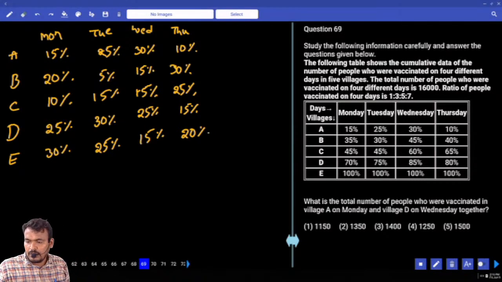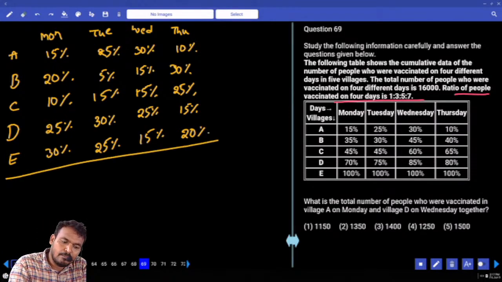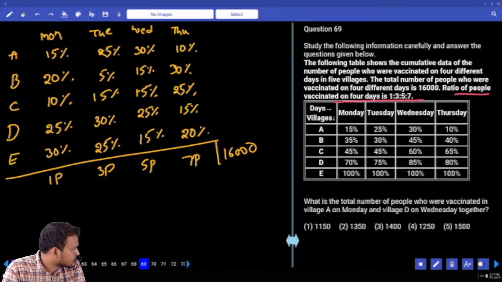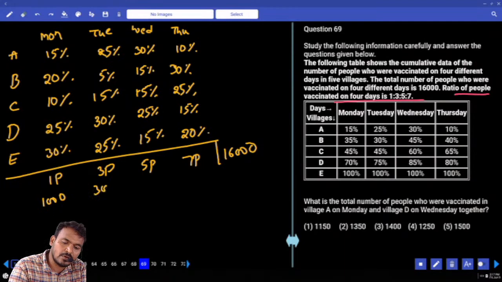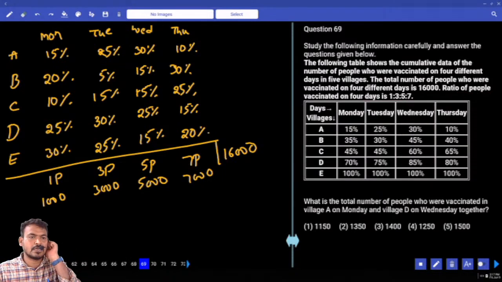Next, given ratio of the people vaccinated on 4 days. What is the ratio? 1:3:5:7. And Monday how many parts? 1 part. Tuesday 3 parts. Wednesday 5 parts. And Thursday 7 parts. Total it is 16,000. 16,000 is how many parts? 16 parts. Means first one is 1000. Second one 3,000. Third one 5,000. Next one 7,000. Once you get the table, the questions are easy.